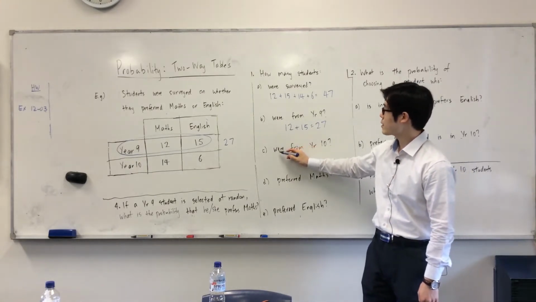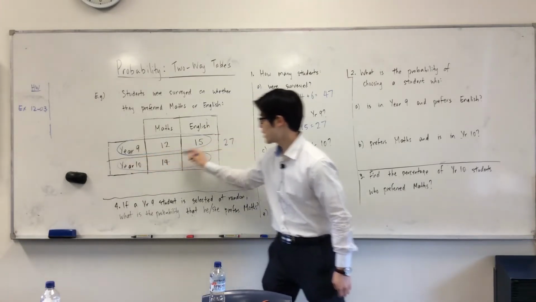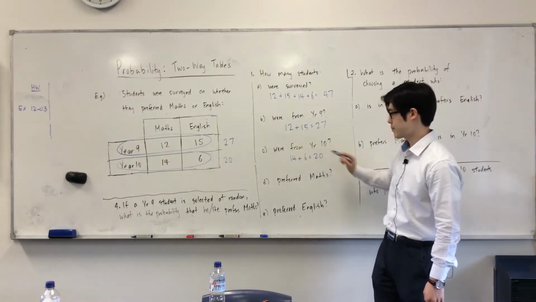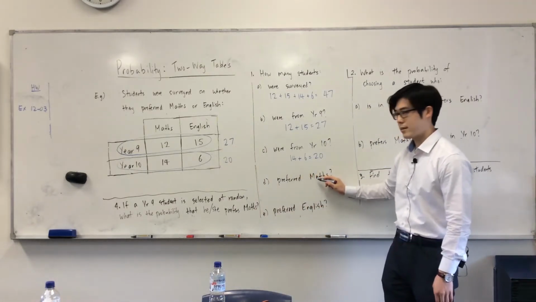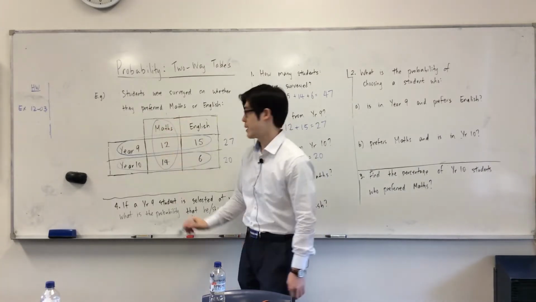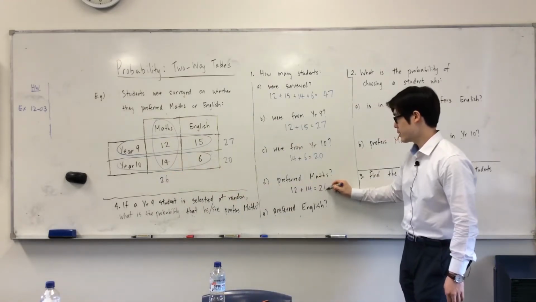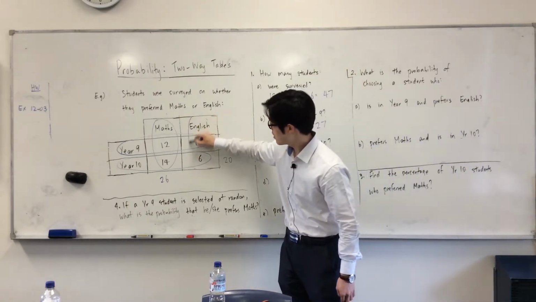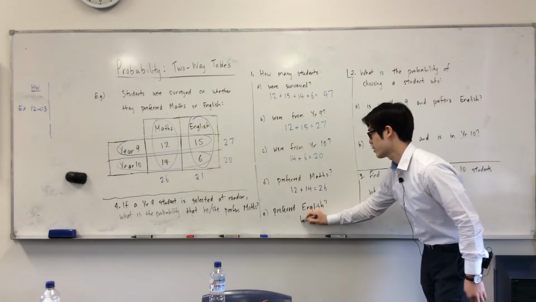Similarly, they ask you how many students were from Year 10. Year 10 students are here, and all these students are from Year 10. So 14 plus 6, that's 20 students altogether that were surveyed that were from Year 10. Okay, now let's have a look at the total number of students that preferred maths. Maths is here, so all the numbers below maths represents the students that prefer maths altogether. So 12 plus 14, that's 26 students. Okay. Similarly, the total number of students that preferred English, all the numbers under English, 15 and 6, which makes 21, preferred English altogether.